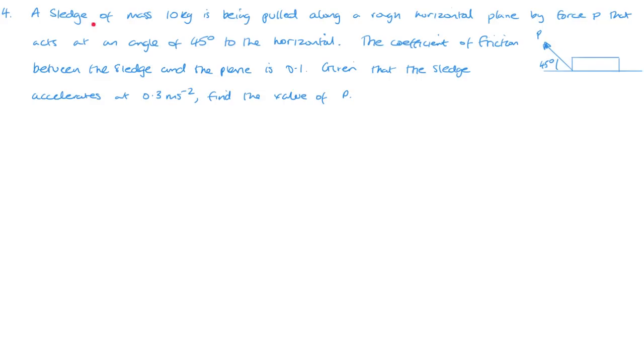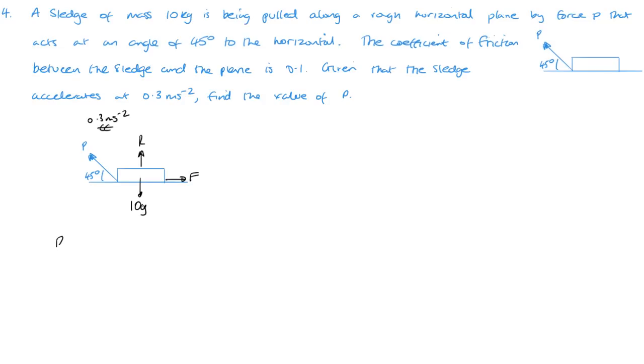So in this question, we've got a sledge of mass 10 kilograms being pulled along a rough horizontal plane by force P that acts at an angle of 45 degrees to the horizontal. The coefficient of friction is 0.1 and the sledge accelerates at 0.3. So this is my diagram. I have R on it. The downward force will be 10g. It's accelerating 0.3. So friction is going to be acting that way.